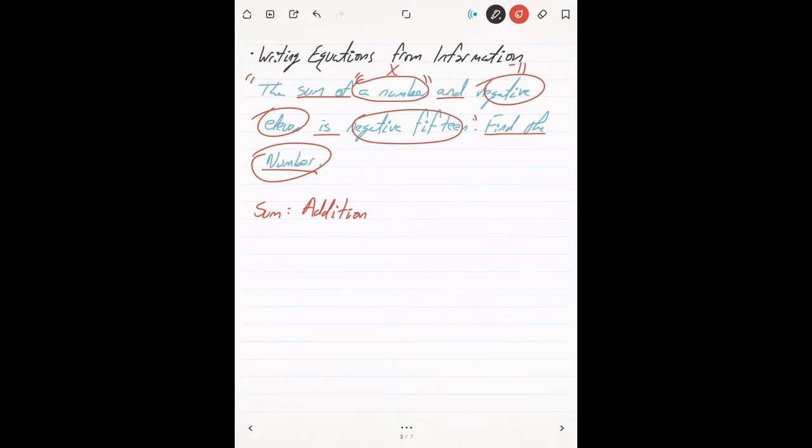So we have the sum of a number, we're going to call that x, and negative 11 is negative 15. I want to highlight here the word "is." When you are working in mathematics, the word "is" represents equals. Let me write that a little neater. It represents equals. You can actually sub the word "equals" in for the word "is." You could say the sum, that's addition, of a number and negative 11 equals negative 15.